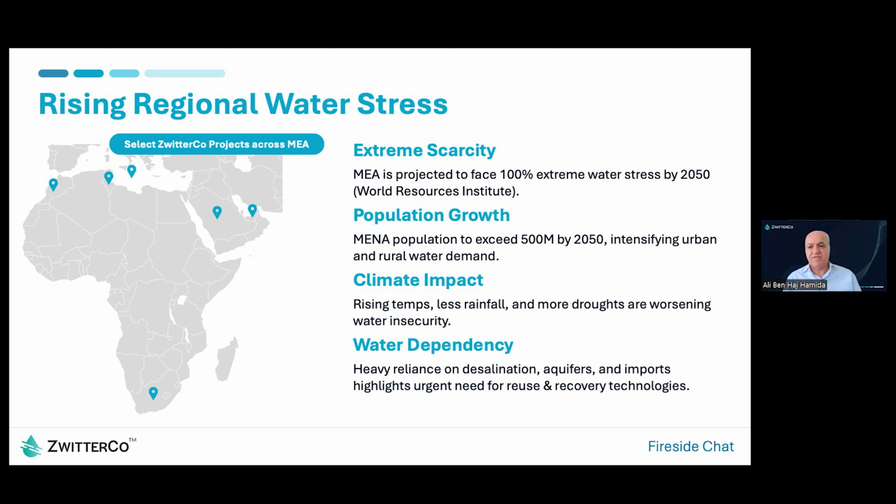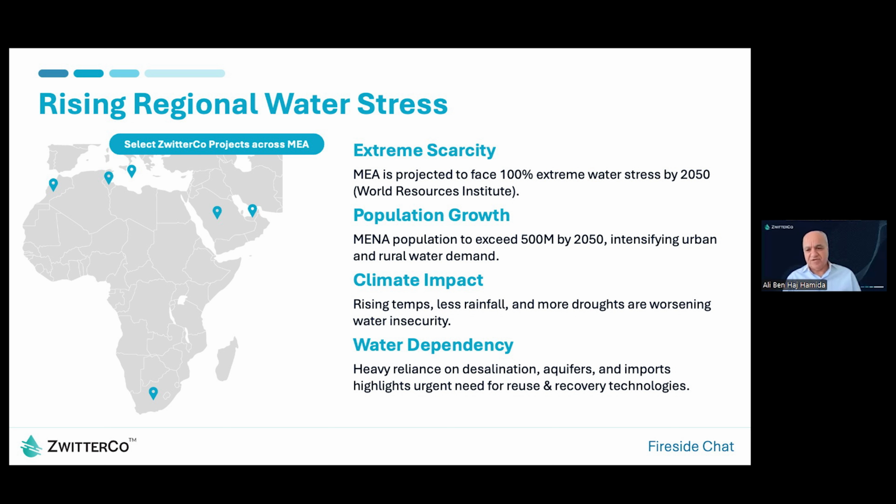According to projections by the World Resources Institute, by 2050, 100% of the population in the region will be living under conditions of extreme water stress, requiring significant adaptation measures. Also, the region is experiencing rapid population growth, which places further strain on already scarce water resources. In the Middle East and North Africa alone, the population is projected to exceed 500 million by 2050.